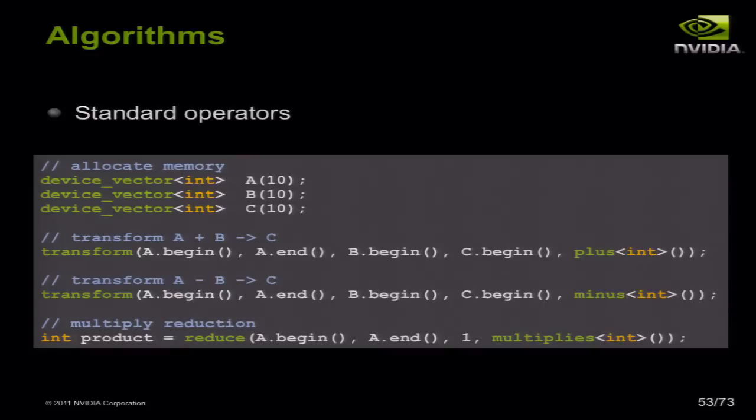We could instantiate with a different functor like minus if we wanted to do a vector subtract. We could do, for example, a multiply reduction if we wanted to multiply all the elements of a vector together. Just instantiate reduce with, instead of a plus that's adding all the elements together, a multiplication to multiply all the elements together.